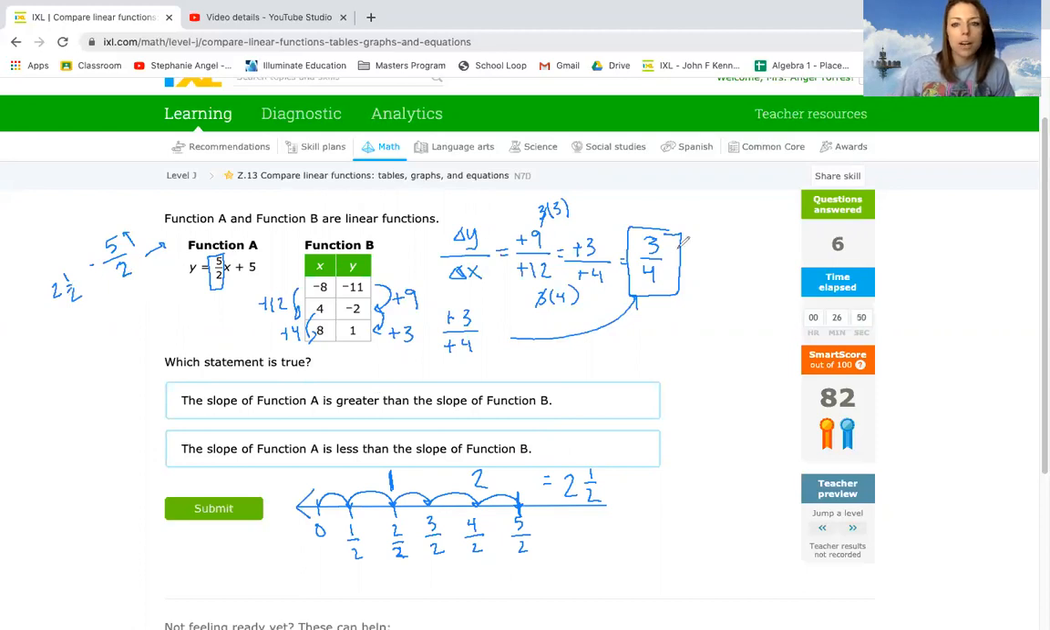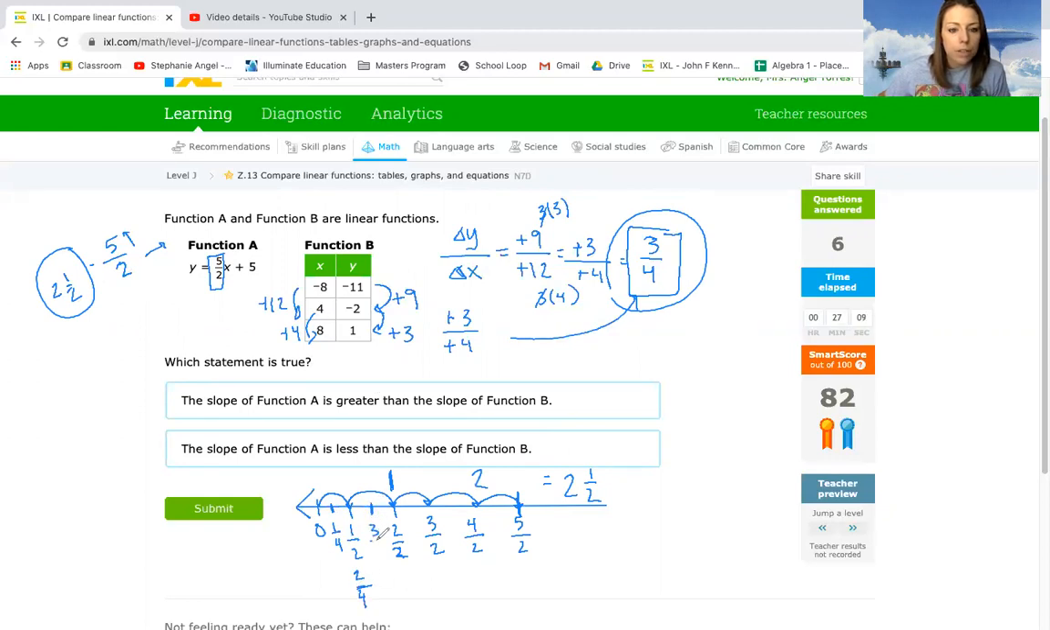Now, which one's greater? Is 3/4 greater than 2 and 1 half? Or is 2 and 1 half greater than 3/4? So remember, a fourth is half of a half. So this is 1/4. This is 2/4.